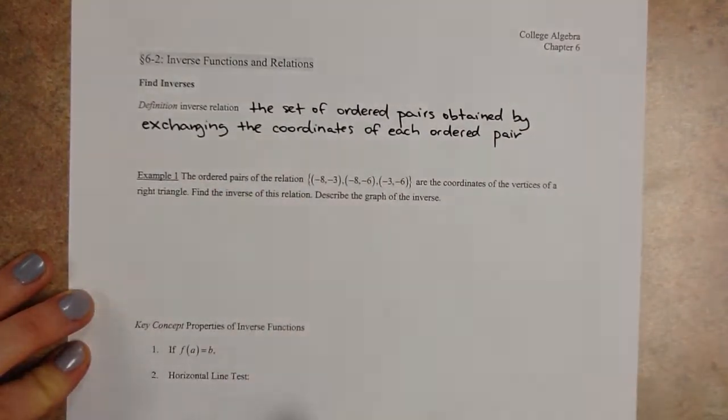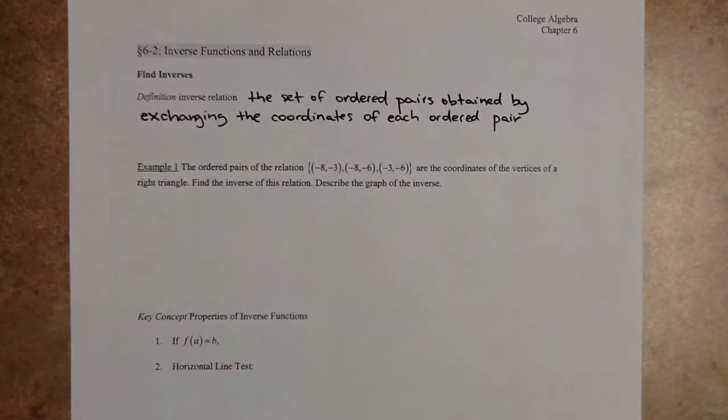Okay, and hopefully you've got some space here because I've got something to fill in. So a set of ordered pairs obtained by exchanging the coordinates of each ordered pair. So remember, each ordered pair, it's called ordered for a reason. It's because the x goes first, then the y. So if we were to exchange the coordinates, it means we're going to do a little swap. Switch the x for the y.